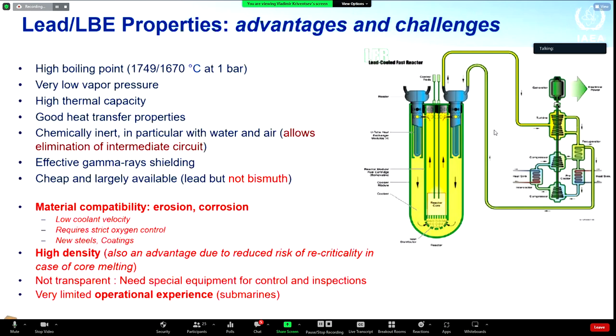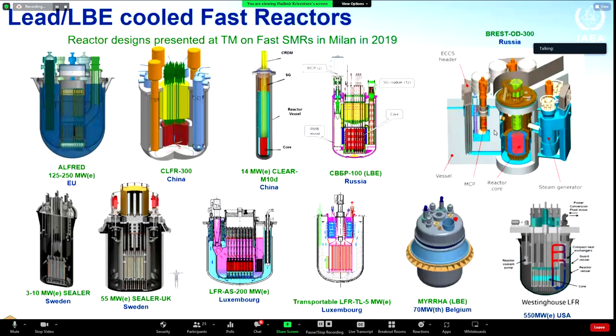And also, the problem with lead is that it has very limited operational experience. We never had these reactors for generating electricity, except small experience with Russian submarines working on lead-bismuth. That is the problem, but this is a very promising technology. And we have numerous designs of new reactors with lead or lead-bismuth coolant, many of them.